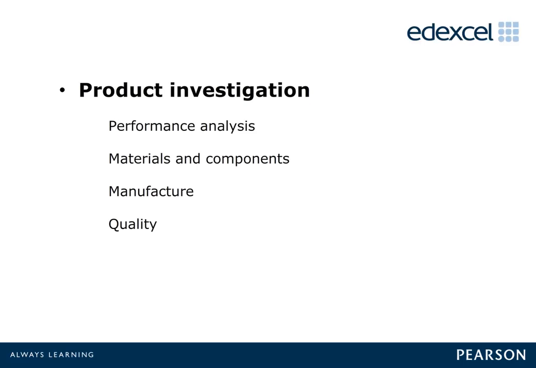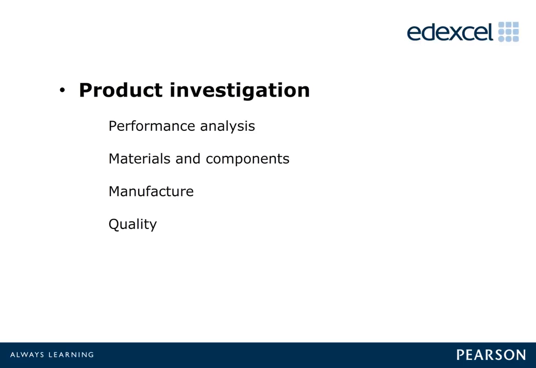In the product investigation section, students must select a product that contains at least 2 materials and is manufactured using more than one process. They are required to investigate the selected product under the headings Performance Analysis, Materials and Components, Manufacture, and Quality. Students, under teacher guidance, have complete choice in selecting appropriate products for investigation. The work can be presented in either A3 or A4 format.